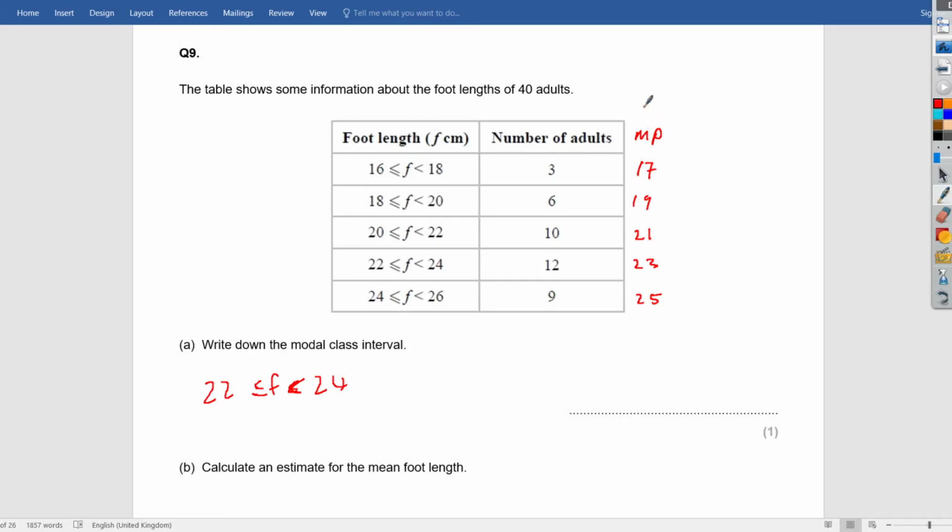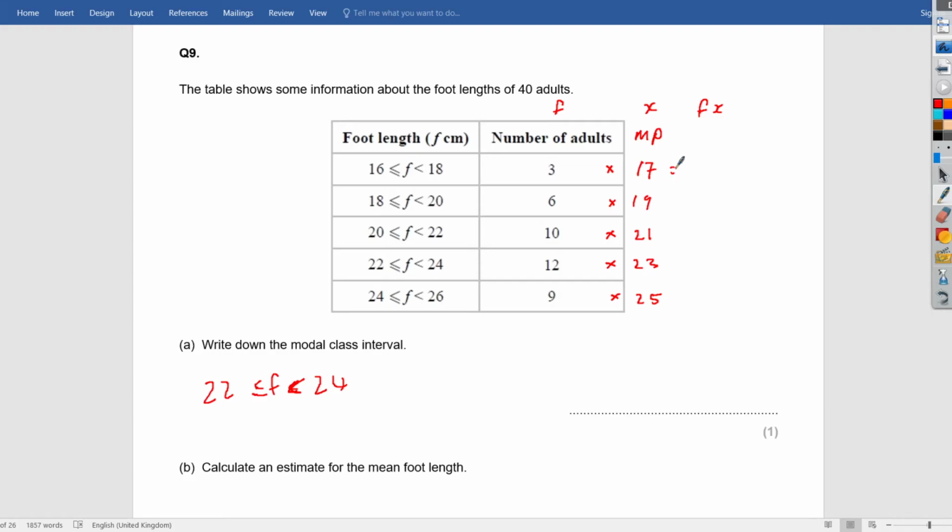So we can call this x, and this is the number of adults, it's the frequency. So we need something which we call the f times x. Now basically this is telling us what is the total length made up of all the foot lengths added up together. So you've got 3 adults with a length of 17, 6 adults each have a length of 19 centimeters foot, 10 times 21, 12 times 23, and 9 times 25. So let's get these through.